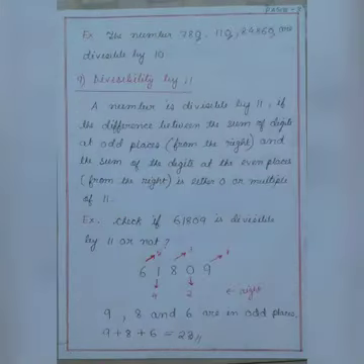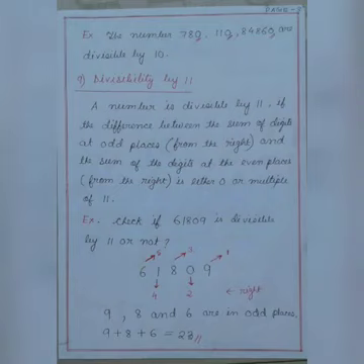Now let us check the digits of the even places. The digit in the even place, second place, is 0 and the digit in the fourth place is 1. Therefore, the digits 0 and 1 are in even places. Now we shall add 0 and 1. We get 1.